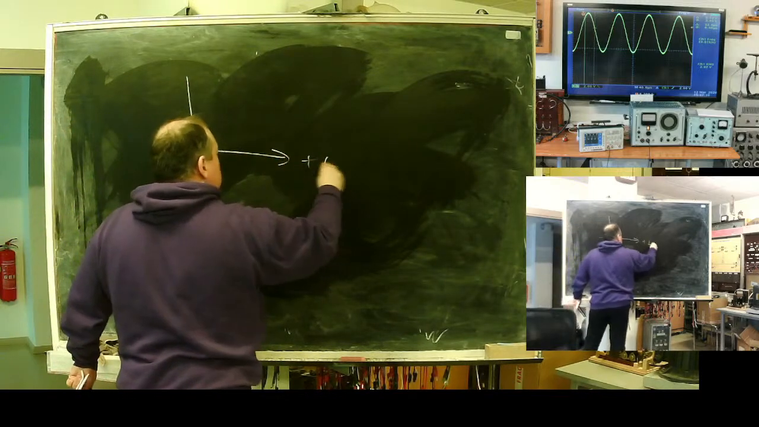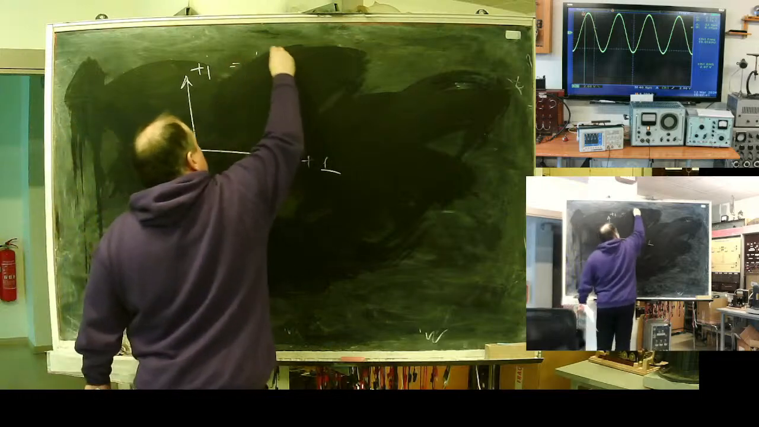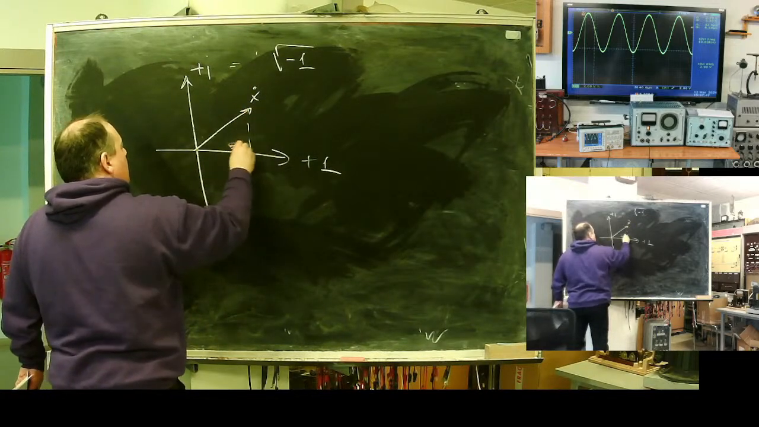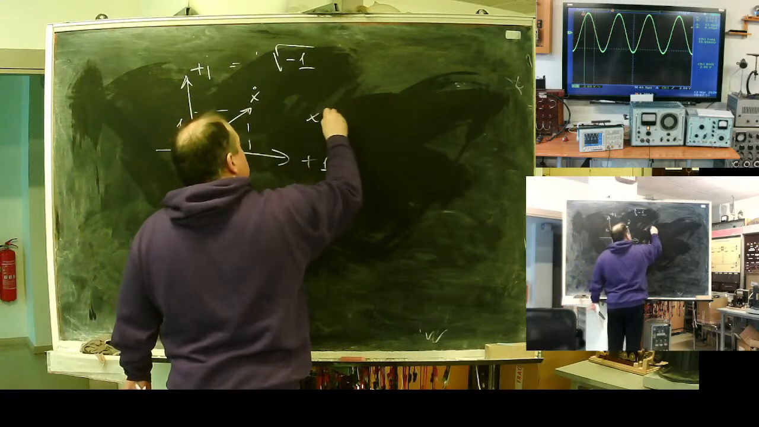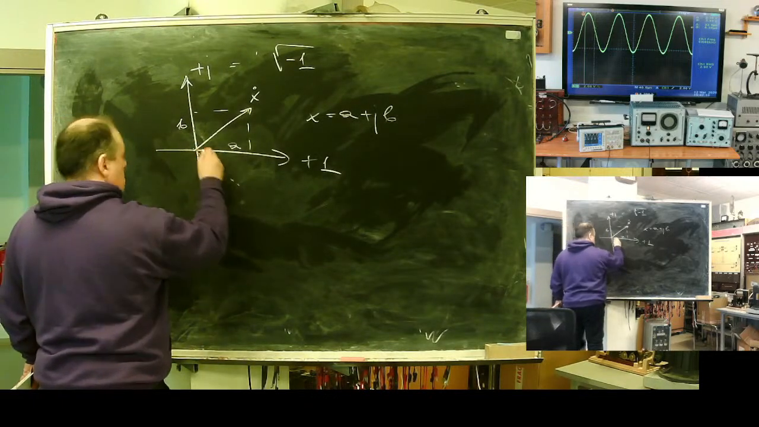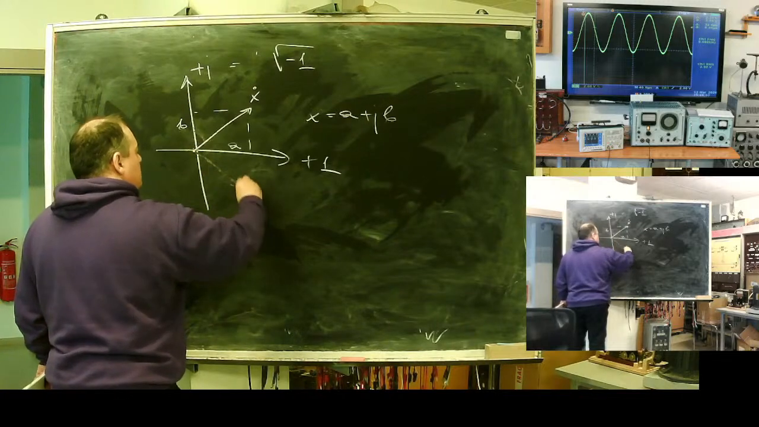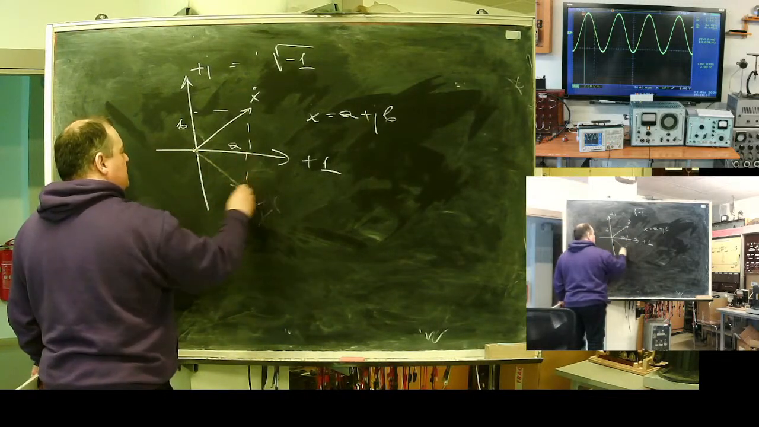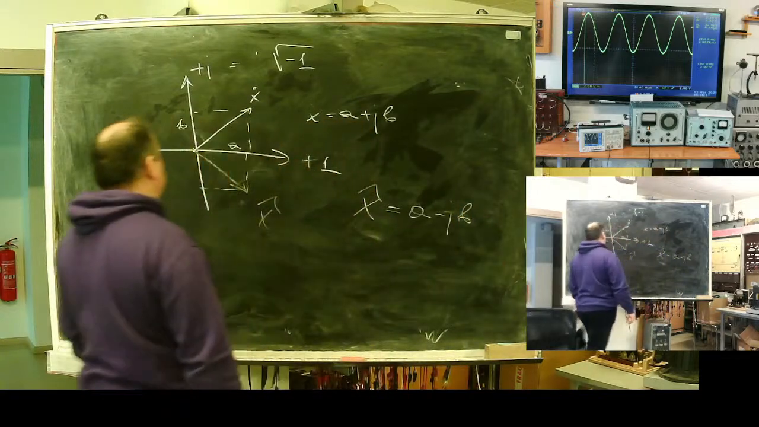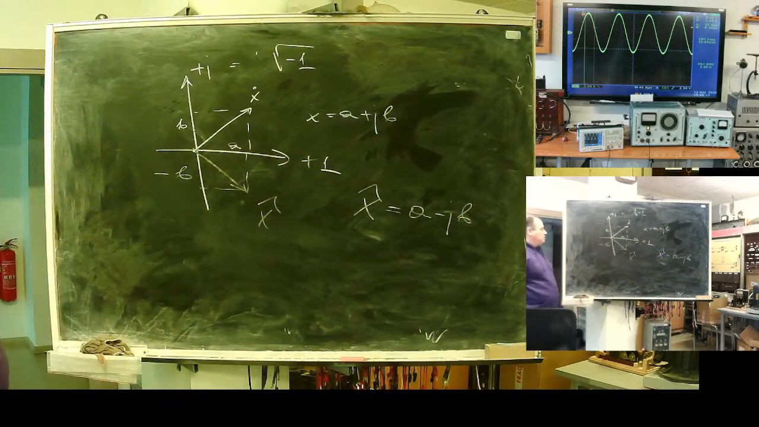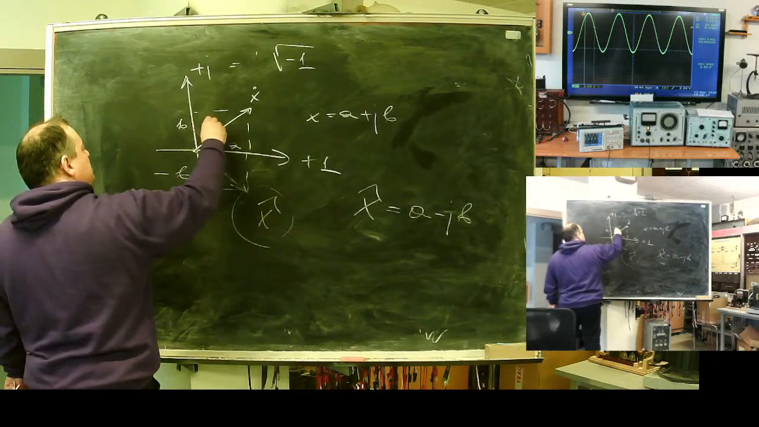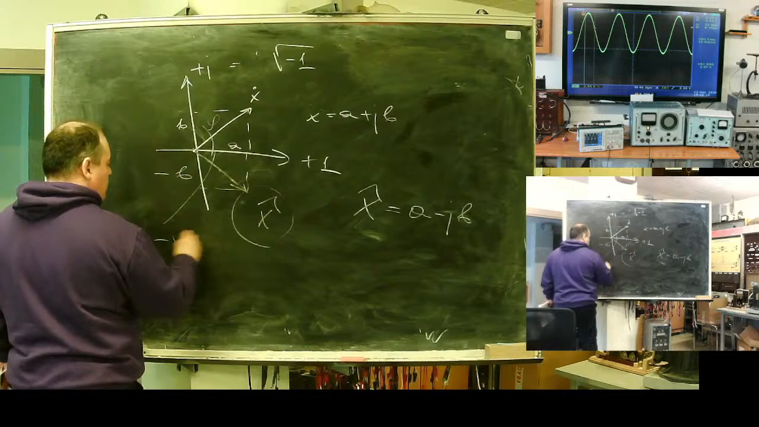Let's say you have plus 1 and plus j, the square root of minus 1. You have a complex value x with components a, b. So x is a plus j b. Draw its mirror: a minus j b, minus b. Mirrored or conjugated. This one is conjugated. If this angle is phi, this angle will be minus phi.